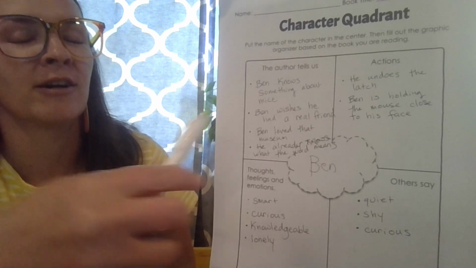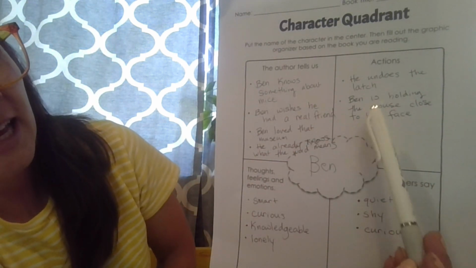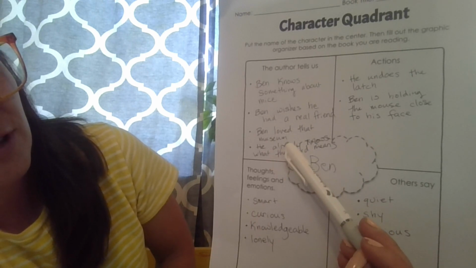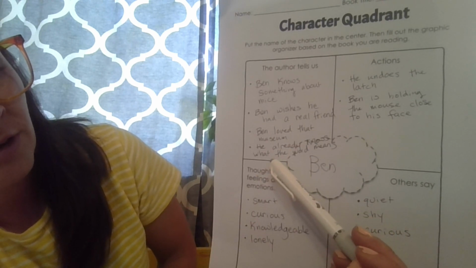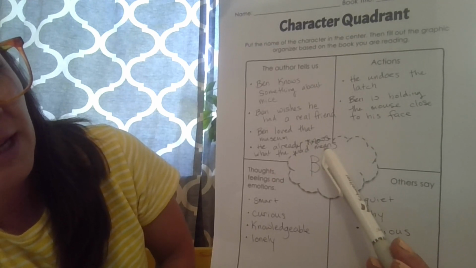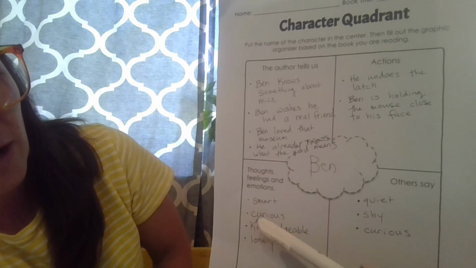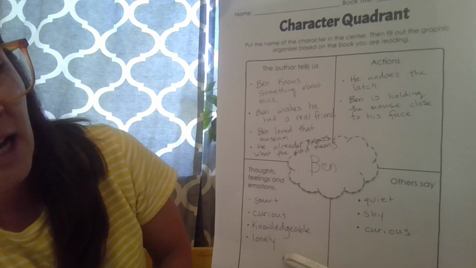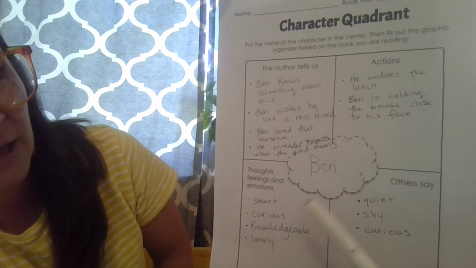All right, so we've added some more information about Ben as a class, as a group. We are working together, and this is what we found. It says Ben wishes he had a real friend. Ben loved that museum. He already knows what the word means, okay? So this kind of tells me more about Ben. It tells me that he's smart, he's curious, he's knowledgeable. It also tells me that he's lonely.